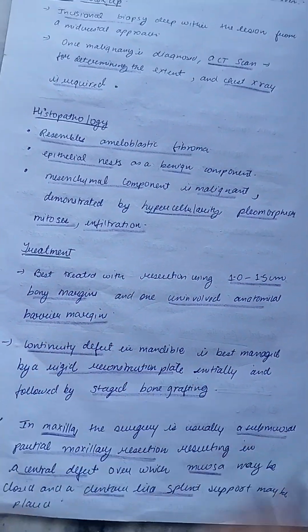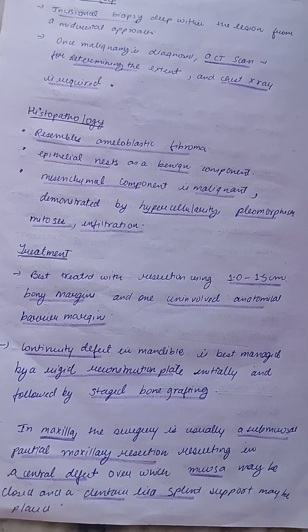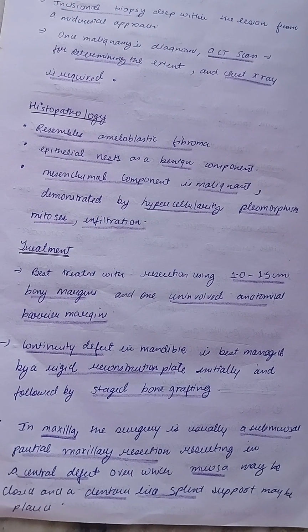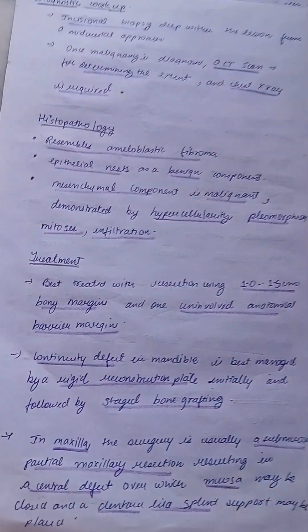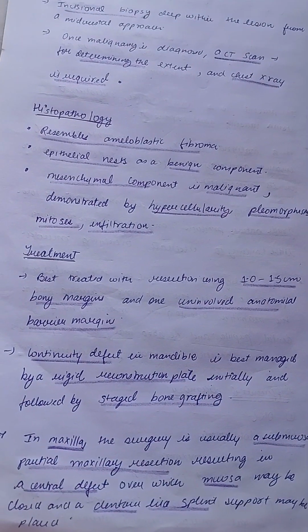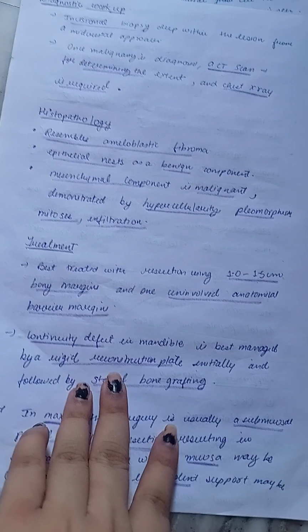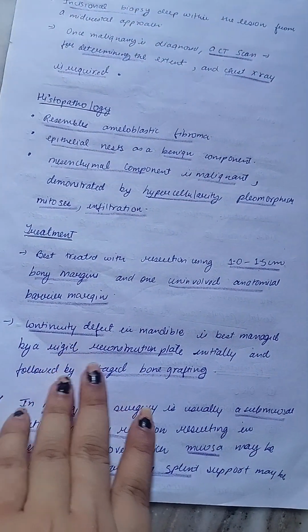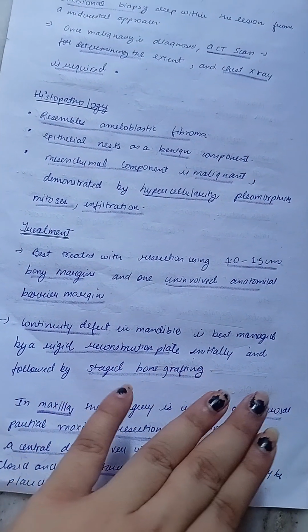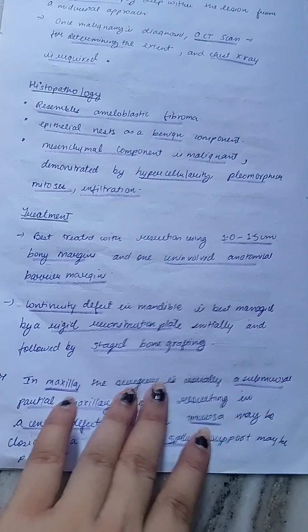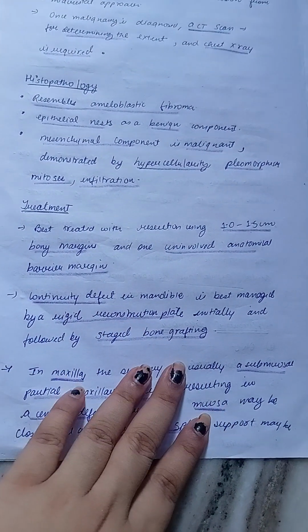Now treatment. It is best treated with resection using a 1 to 1.5 cm bony margin and one uninvolved anatomical barrier. Obviously, as it is a malignant tumor, we have to go for resection. A continuity defect in the mandible is best managed by a rigid reconstruction plate initially, followed by staged bone grafting. Reconstruction plate and bone grafting.